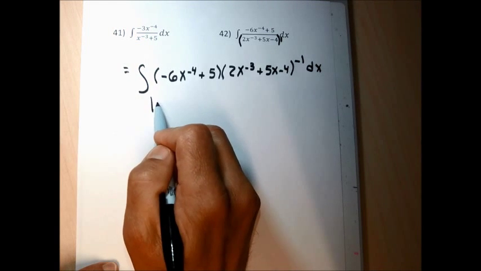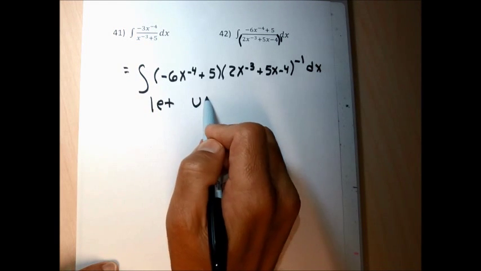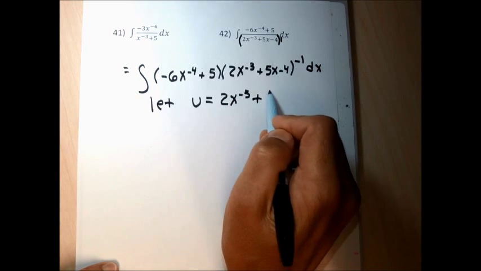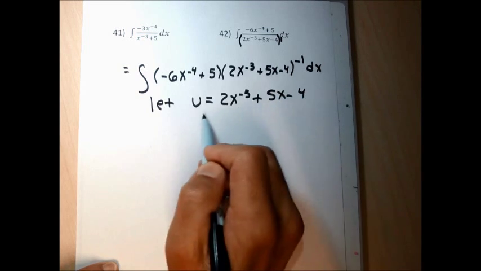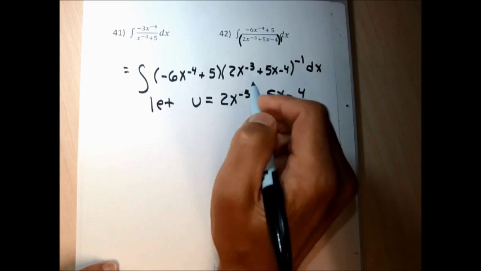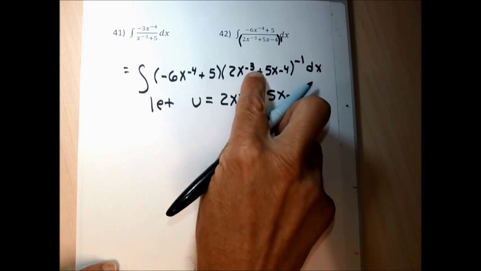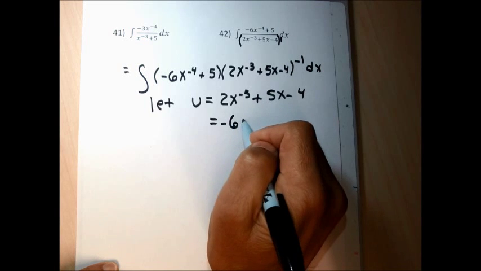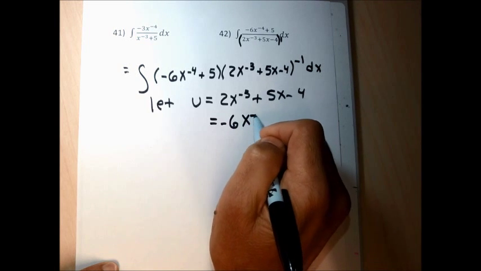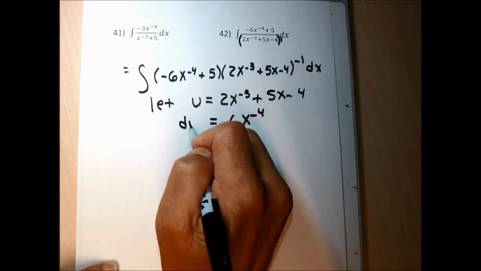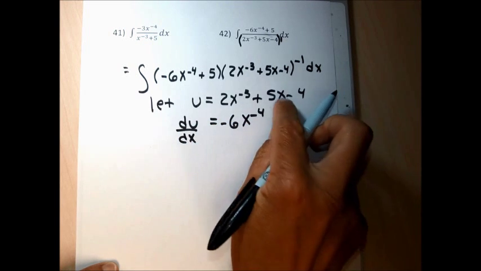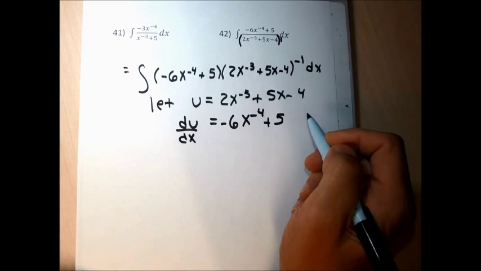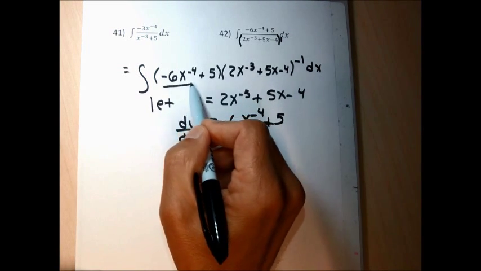Now I'm going to let u be the inside of the parentheses with the exponent. I'm going to take the derivative of 2x to the -3. I go -3 times -2 is -6. I lower the exponent by 1. -3 minus 1 is -4. The derivative of positive 5x is positive 5. And the derivative of -4 is 0. Again, this is a perfect substitution.